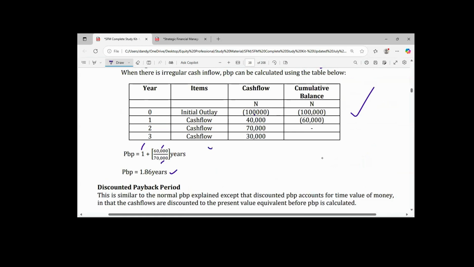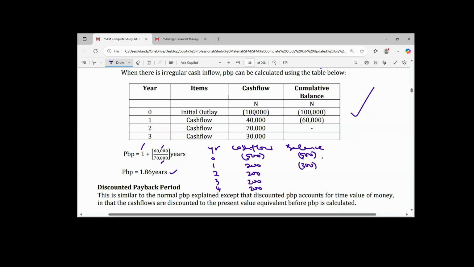So just create a column for year, then cash flow, then balance. So here will be year 0, year 1, year 2, year 3, year 4. The initial outlay is 500. Year 1 cash inflow is 200. Year 2 is 200. Year 3 is 200. Year 4 is also 200 million. Therefore, 500 minus 200 will give us a balance of 300 at the end of year 1.